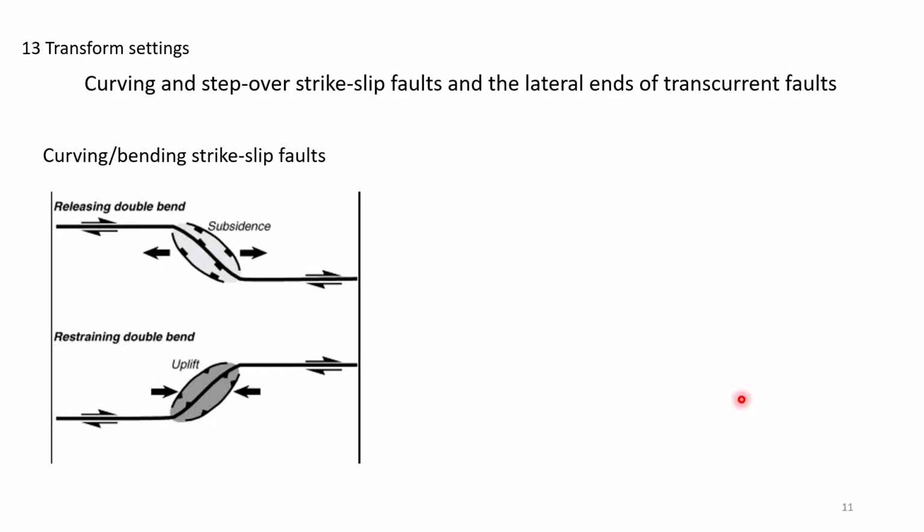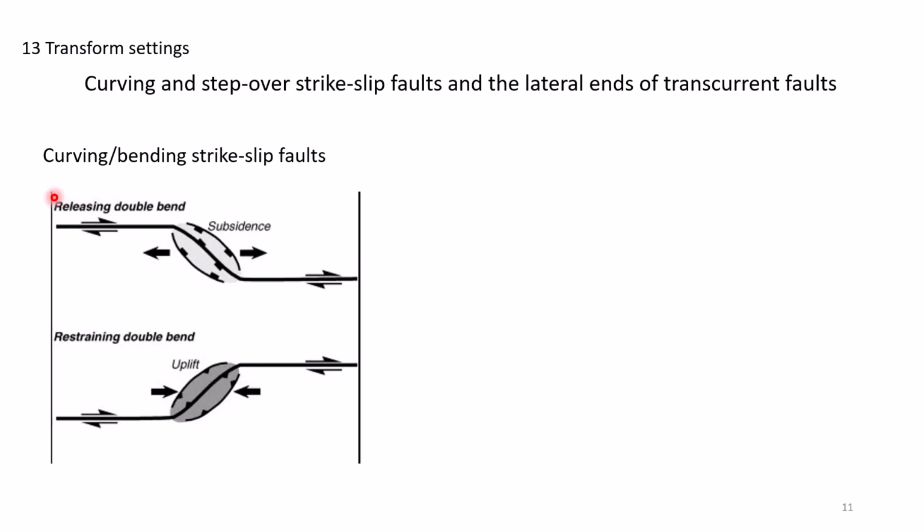Such strike-slip faults, be they transcurrent or transform, might not always be absolutely straight, and we see here two examples of bending strike-slip faults. Both of them are dextral, and here we see a bend to the right hand side, and here we see a bend to the left hand side.